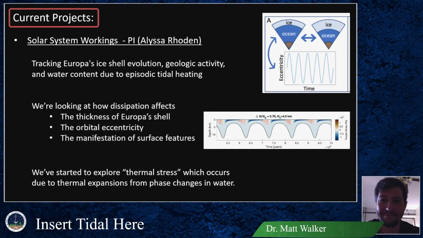I'm working on a couple projects here, and the first one I started working on was this Solar System Workings project with Alyssa Roden. So we've been looking at how Europa's ice shell is going to evolve and the surface morphology that results from it. And we're looking at how variable forcings can thicken and thin the shell over very long time periods. And recently, we're including things like thermal stress as well, where the actual thickening and thinning of that shell due to phase changes in the water causes thermal stresses, which can, in some cases, penetrate through to the oceans.